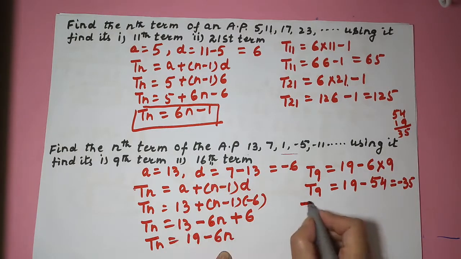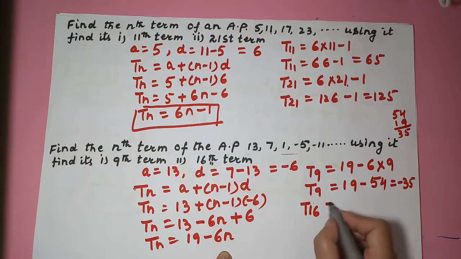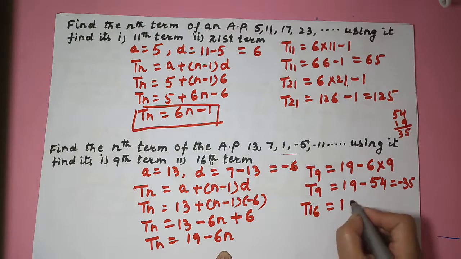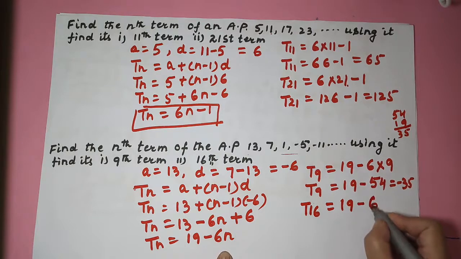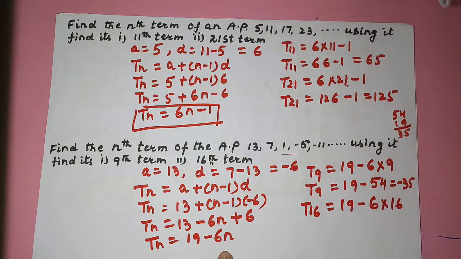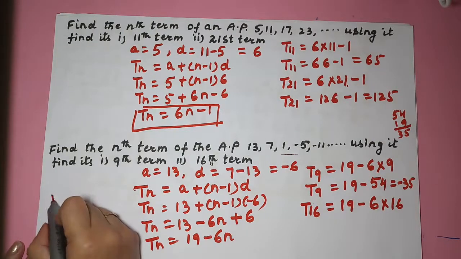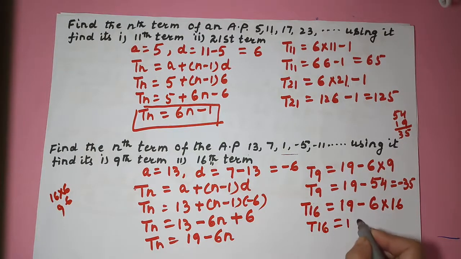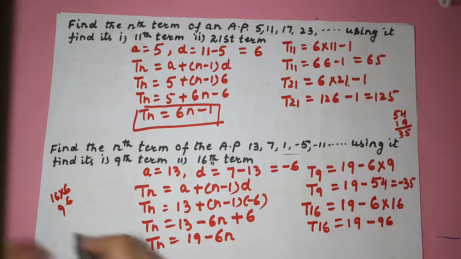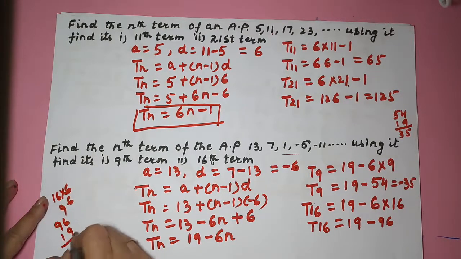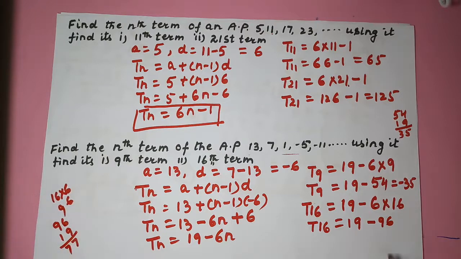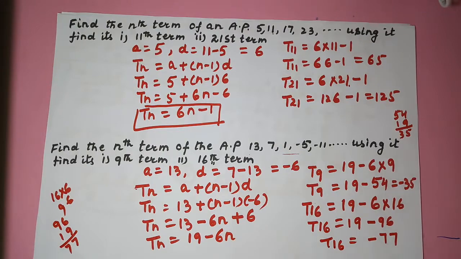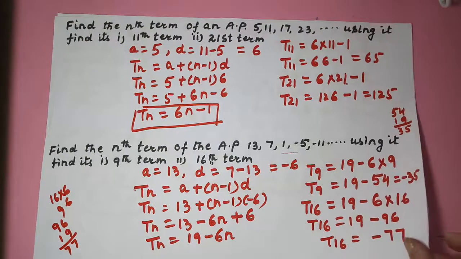Then he wants me to calculate the 16th term. That is 19 minus 6n, so 19 minus 6 into 16. Okay. Let's calculate what is 16 into 6. 96. So T16 is equal to 19 minus 96. What is 96 minus 19? 77. But minus. So T16 is equal to minus 77. Right? Okay.